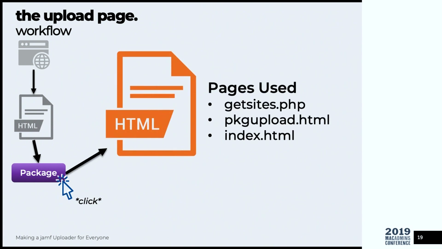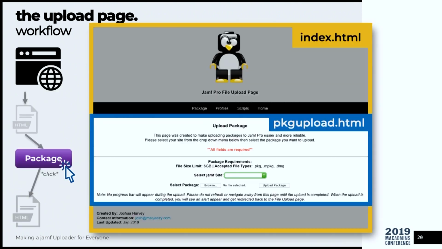So we click on the package link, and see what gets loaded. We have the index, because that still contains the header and the footer. But the home.html got replaced by packageupload.html. And there's also a PHP page in the mix now, getSites.php. Let's take a look at how it looks before going more into detail.